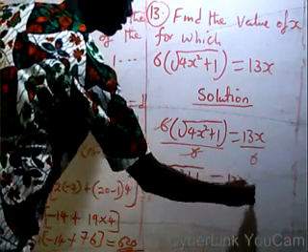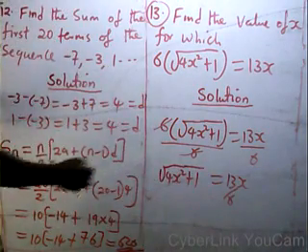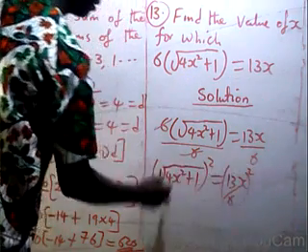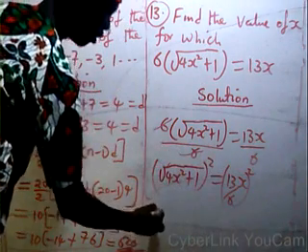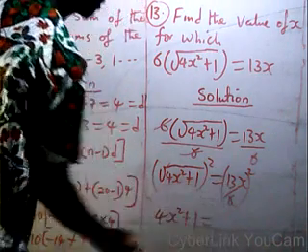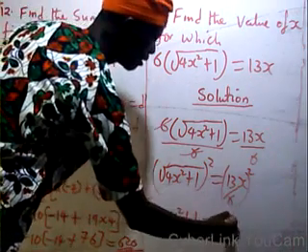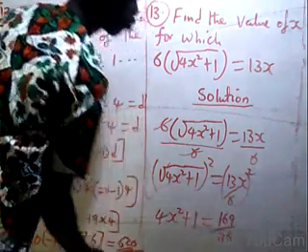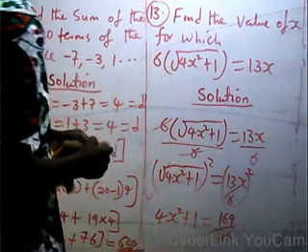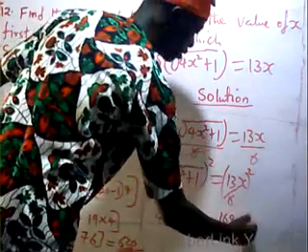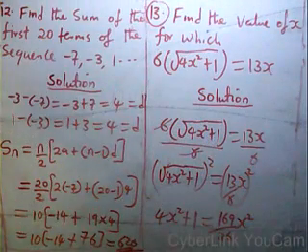Now we can square both sides because of the square root that we have. If you square both sides, the square and the square root will go, and you have 4x squared plus 1 equal to, if you square 13, you have 169, and the square of 6 is 36. The square of x, of course, is x squared. So that's what we have.